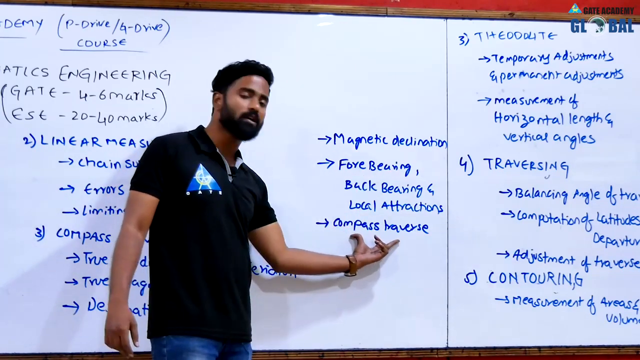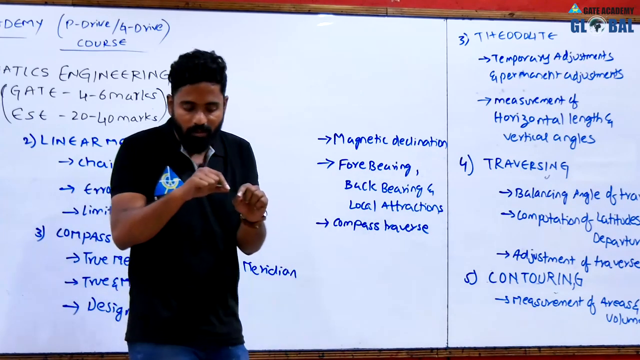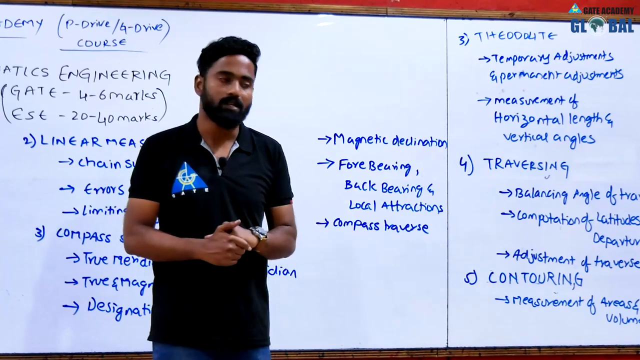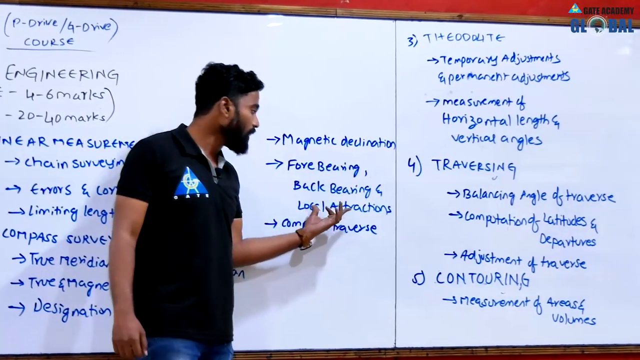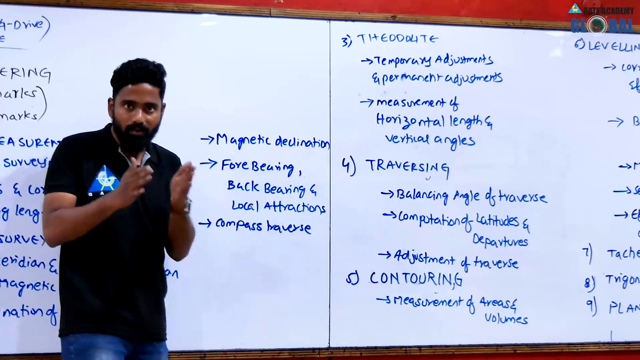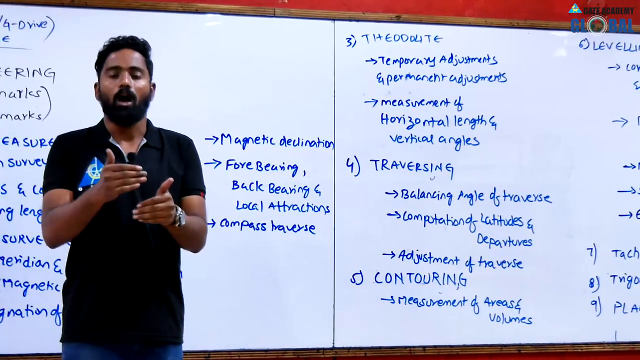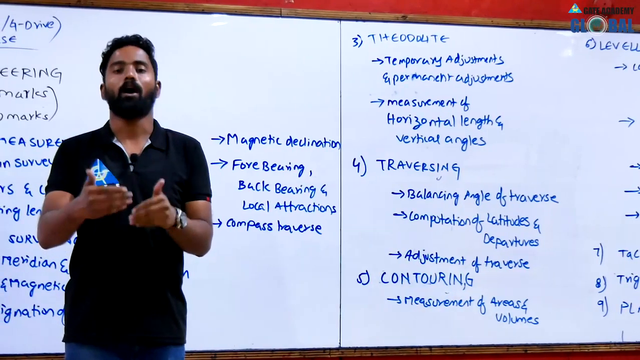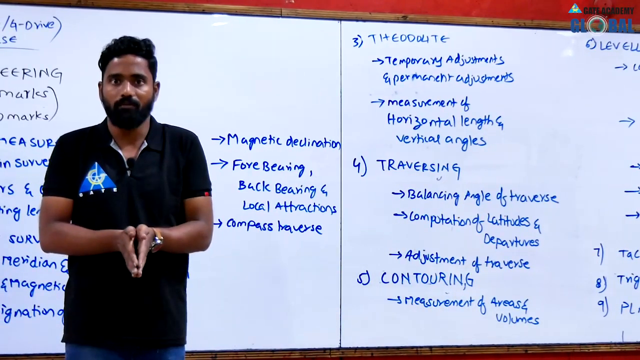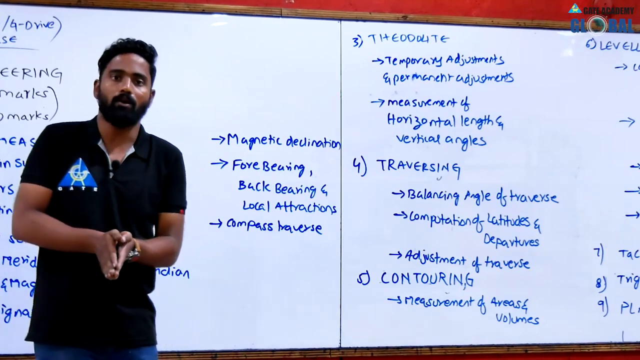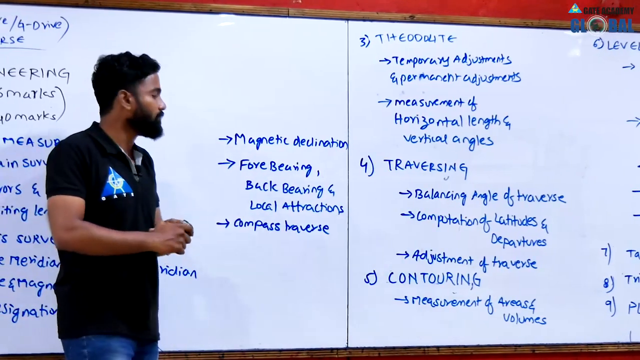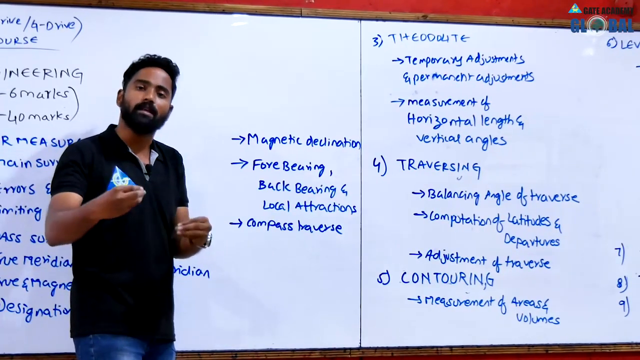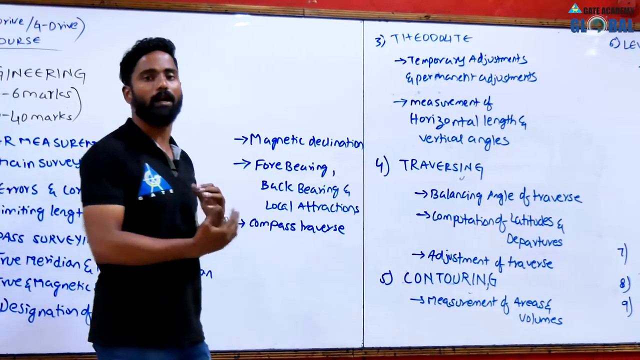Now, by using a compass and by measuring the angles, you will draw a traverse that is called a compass traverse. If it is subjected to local attractions, how the error is reduced and how the correction will be given will be discussed in your PG courses in depth. But if the angle between fore bearing and back bearing is not 180 degrees, then we call that the station is affected by local attraction.